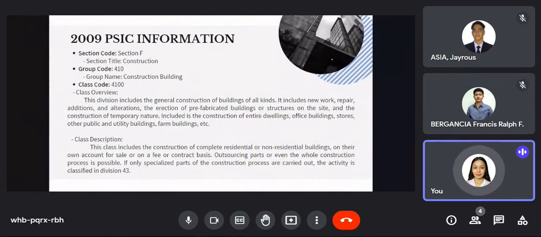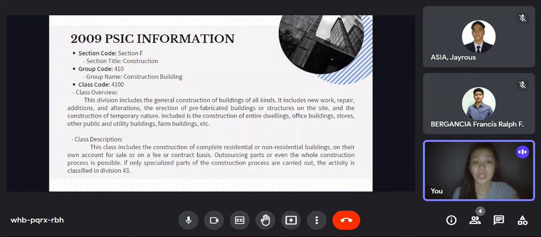So for this slide, we have the 2009 PSIC information, which is the Philippine Standard Industrial Classification. It is a detailed classification of industries prevailing in the country according to the kind of productive activities undertaken by establishments. So our team chose Section F with the title of construction, and the group code that we took is 410, with the name construction of buildings. The class code that we chose is also 4100. Its class overview includes the general construction of buildings of all kinds.